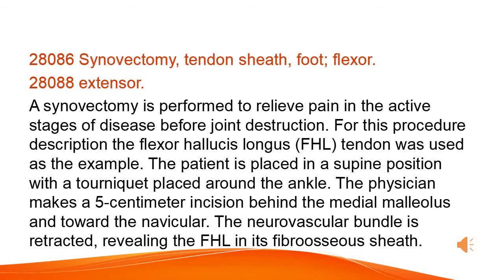Synovectomy, tendon sheath, foot, flexor, extensor. A synovectomy is performed to relieve pain in the active stages of disease before joint destruction. For this procedure description, the flexor hallucis longus, FHL, tendon was used as the example. The patient is placed in a supine position with a tourniquet placed around the ankle. The physician makes a 5 cm incision behind the medial malleolus and toward the navicular. The neurovascular bundle is retracted, revealing the FHL in its fibro-osseous sheath.